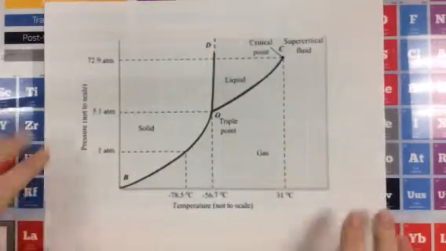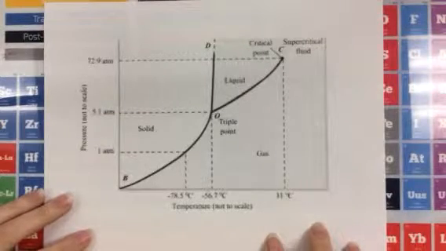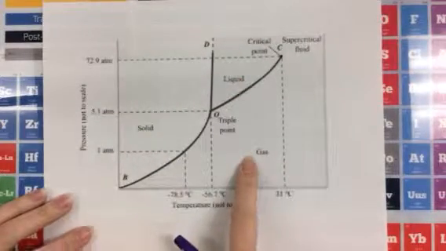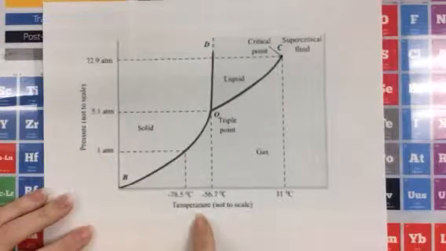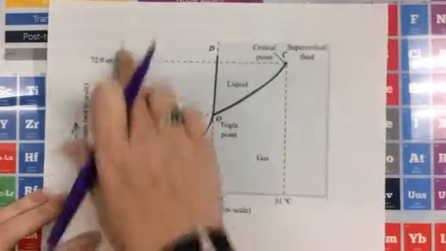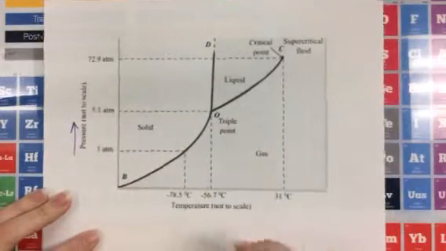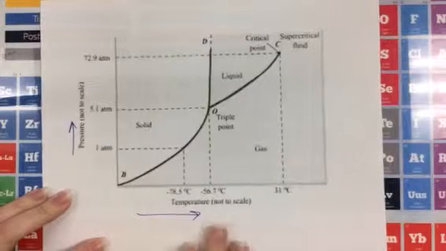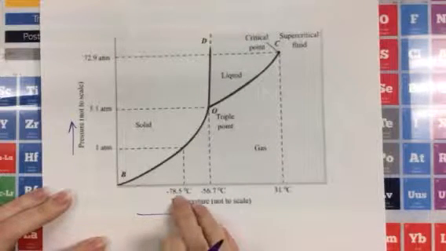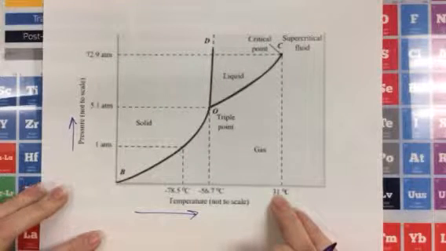Every single element and compound has its very own phase diagram because every pure substance can be a solid, a liquid, or a gas, depending on the pressure and the temperature. So the pressure increases as you go up this way, so you have 1 atm, 5.1, 72.9. And then the temperature increases as you go across this way, so you have negative 78.5, negative 56.7, and then 31. This is actually a phase diagram for carbon dioxide.